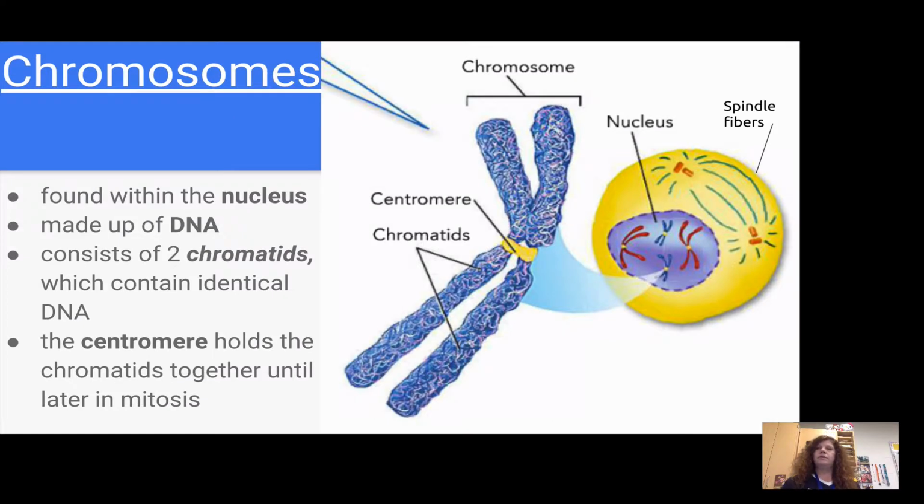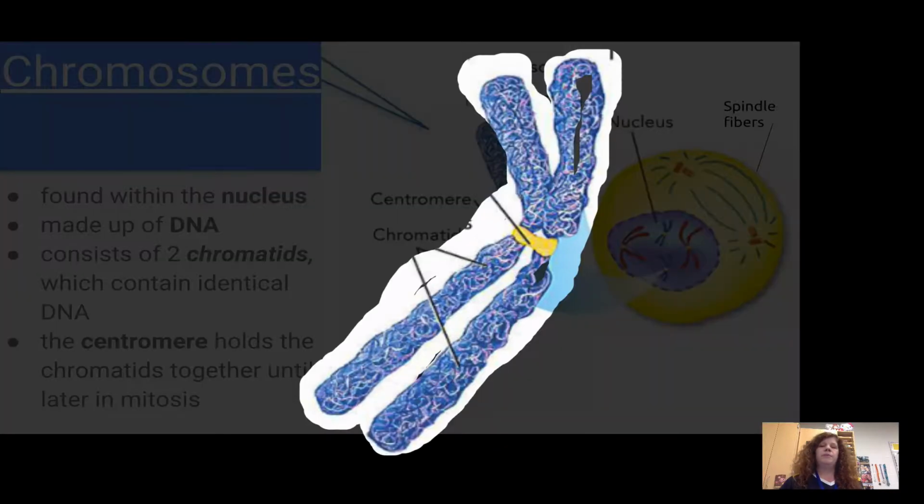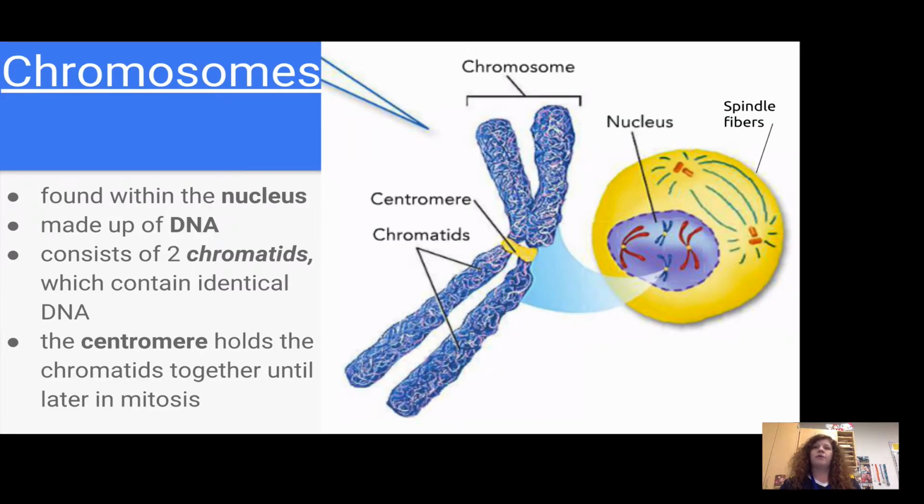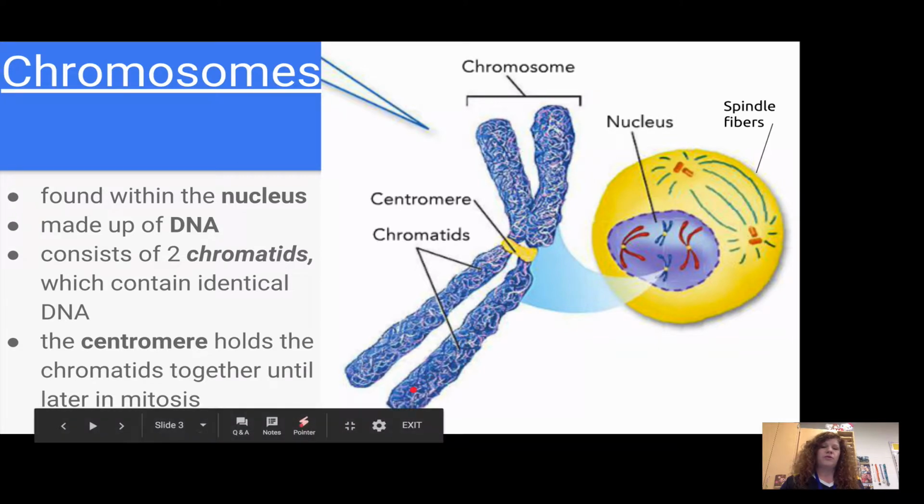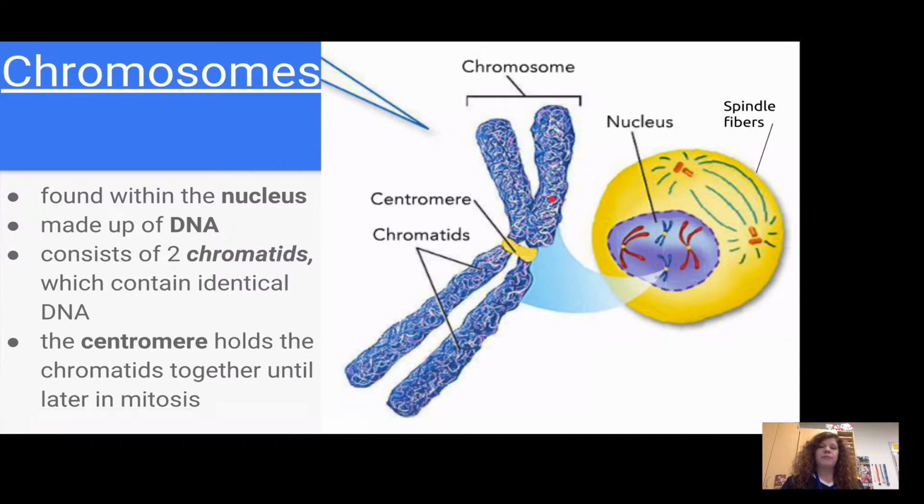Chromosomes. The chromosome is the important part of mitosis. Human beings have 46 chromosomes. They are found in the nucleus. They're made up of something called DNA, and remember that the longer version of DNA is deoxyribonucleic acid. A chromosome, shown here, consists of two chromatids, so these strands here are called chromatids. They contain identical DNA. Remember, these are found in the nucleus. The nucleus is over here.